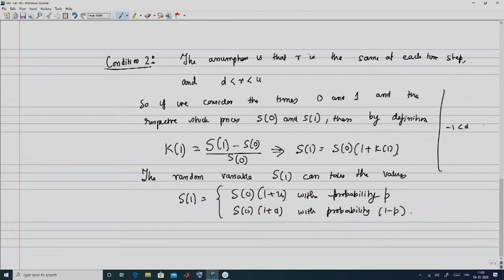Here I would like to make one more observation: we had this condition that minus 1 less than d less than u, and then I put in r in between. The reason why this is very crucial: I have already explained why we must have d greater than minus 1, because we need 1 plus d to be positive, resulting in the stock price at all subsequent points being positive if we start off with a positive stock price. And by the same logic, I need 1 plus u to be greater than 0, so that the stock price remains positive at all subsequent points.